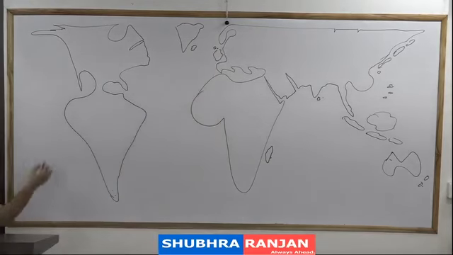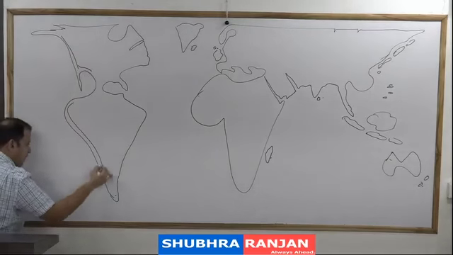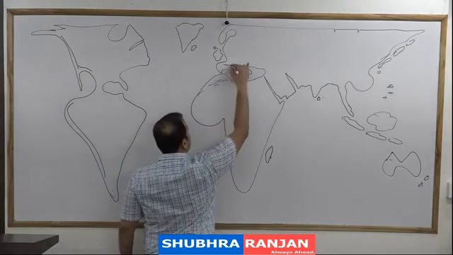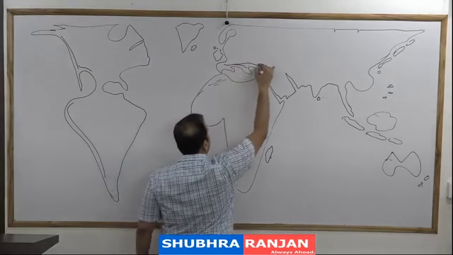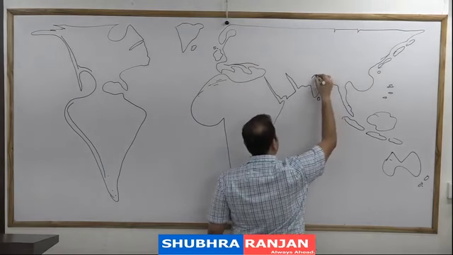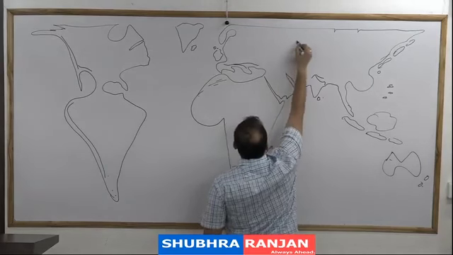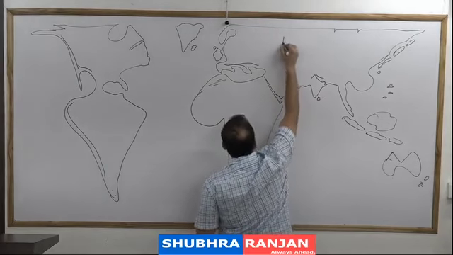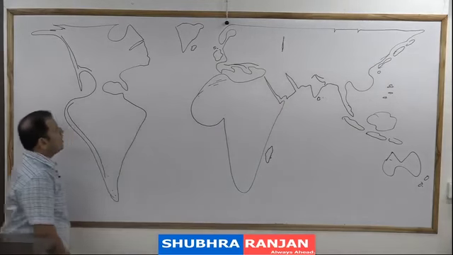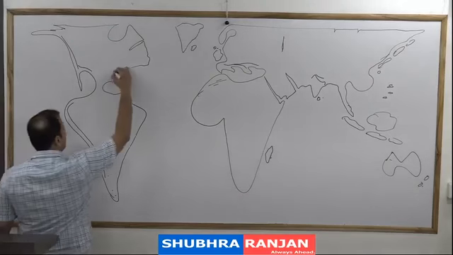So this mountain, Rockies, this mountain, Andes, this mountain, Atlas, these mountains are known as Alps. Then we have the Himalayas. Above the Himalayas we have Trans-Himalayas, and we have the Ural mountains which divide Asia from Europe. So these are examples of some of the important mountains. The other important mountain is Appalachia.